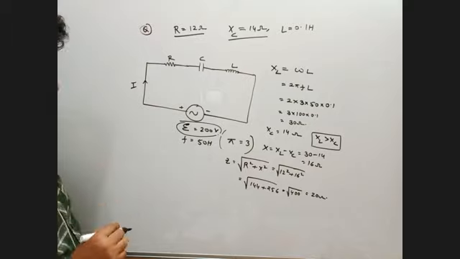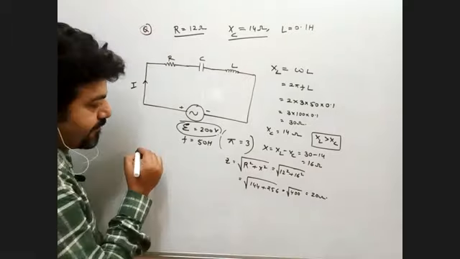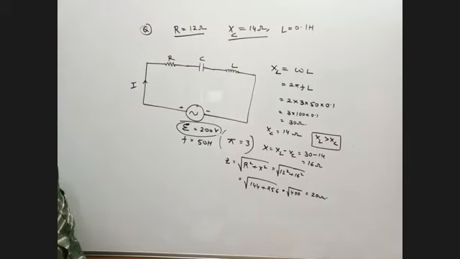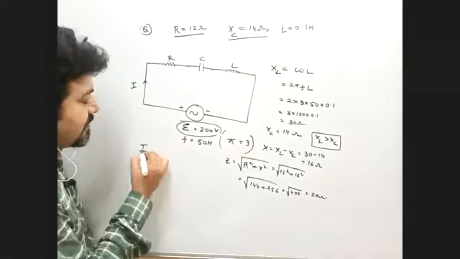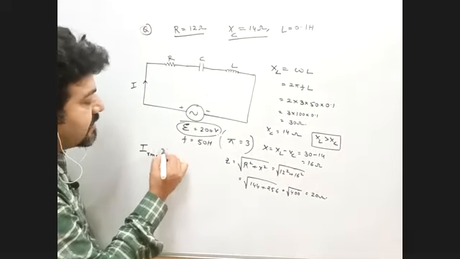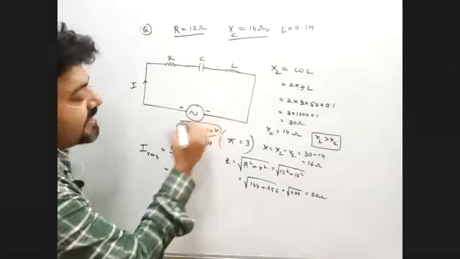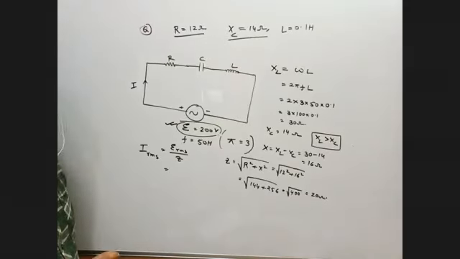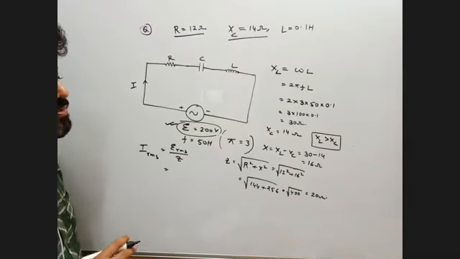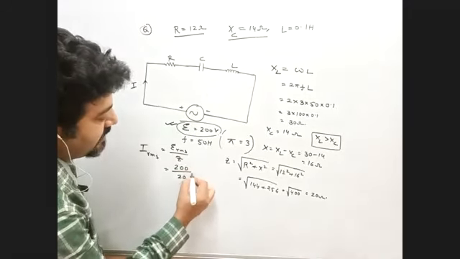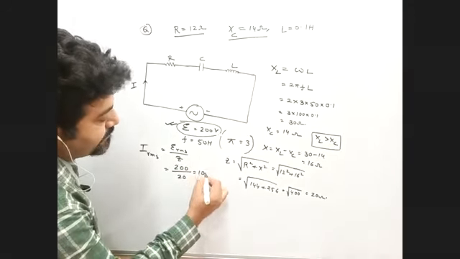So now, what do you have to find out first? First in this question, you have to find out the current. The current value is RMS, that is E RMS by Z, and E is given, it's not mentioned that it is a peak value. So obviously this is the RMS value divided by Z, that is 10 ampere.